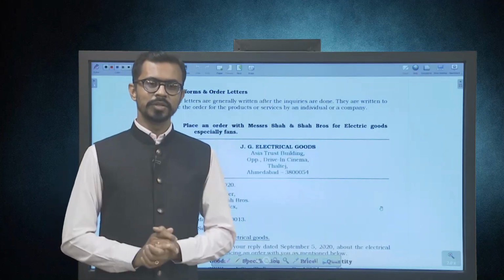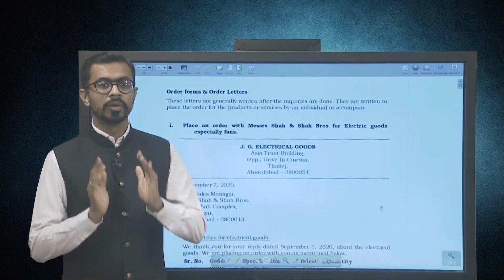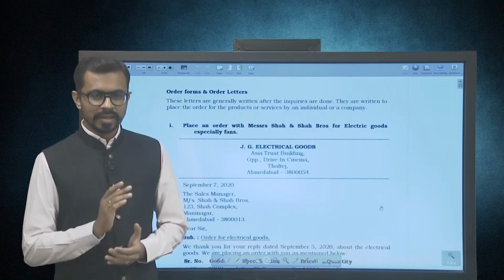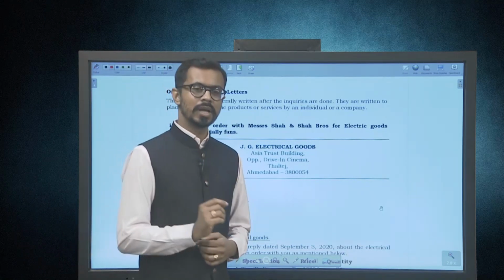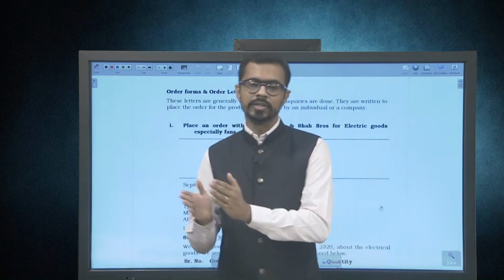Now, the order letters are generally written after the inquiry letters. They are written so that we can place an order for a product or for any service. The letters are written in the block format and we suggest the students to follow the same pattern. In the earlier unit, we had discussed inquiry letters. Now, in this unit, we are here to discuss order letters.